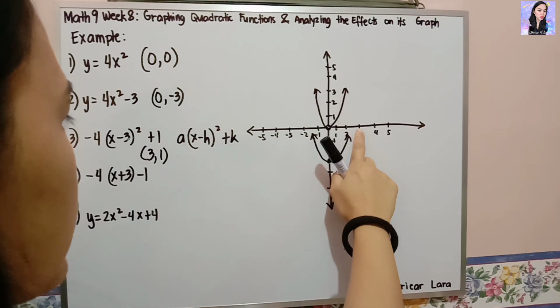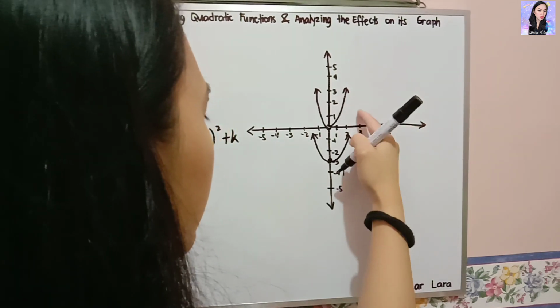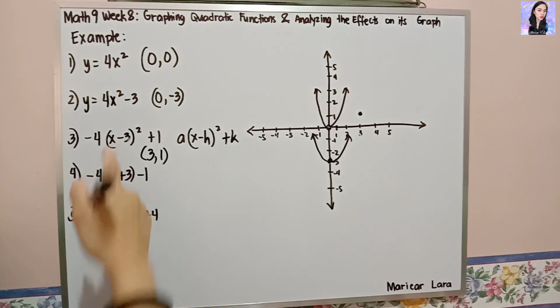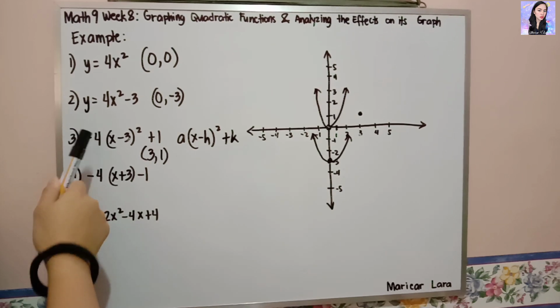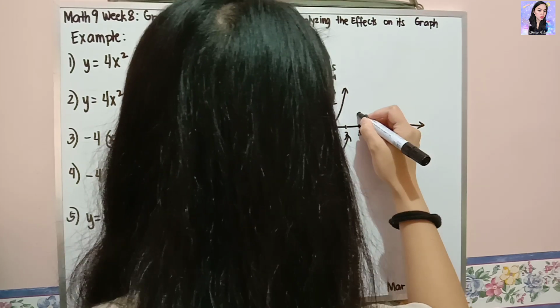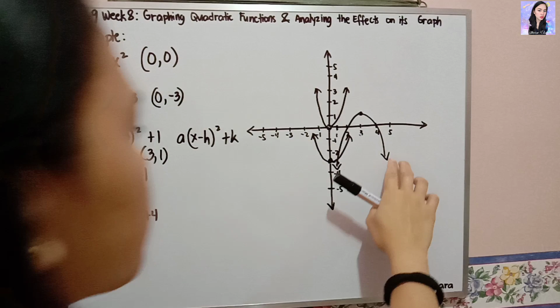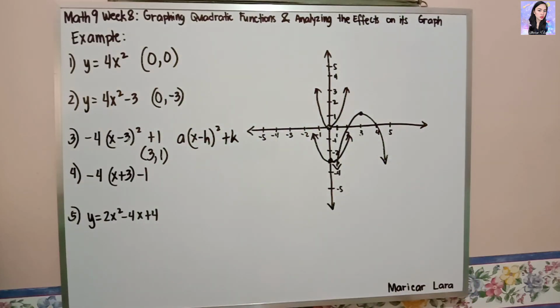So, ito yung 3 sa x. And then, taas ng isa para sa 1. Okay? 3 and 1. So, gagawin na ng parabola. Ang parabola natin ay downward. Dahil ang ating a ay negative. So again, na-extend ulit yung ating parabola.